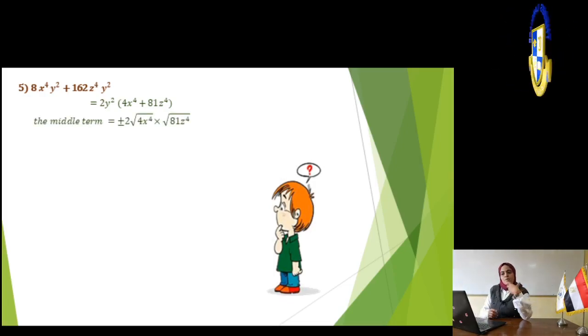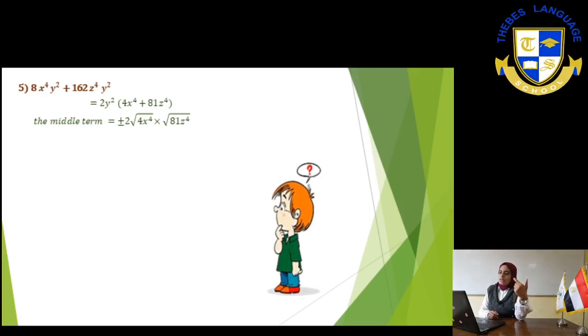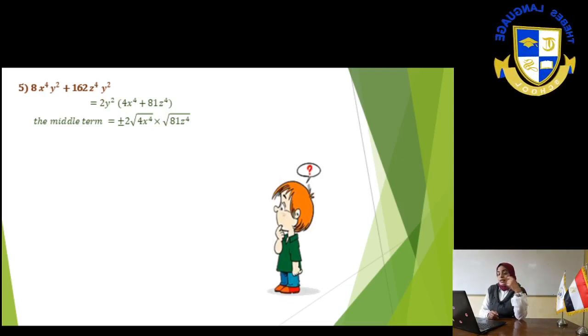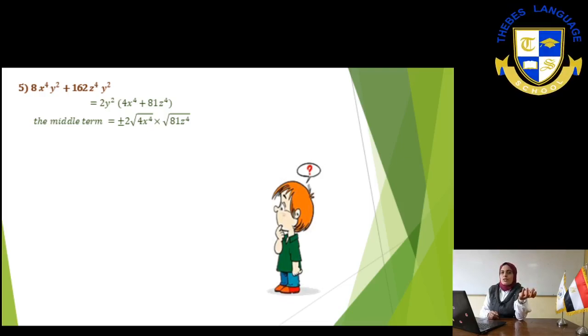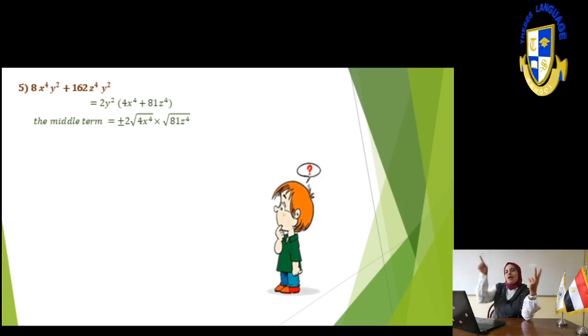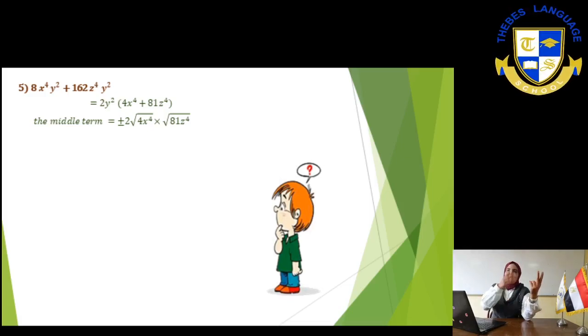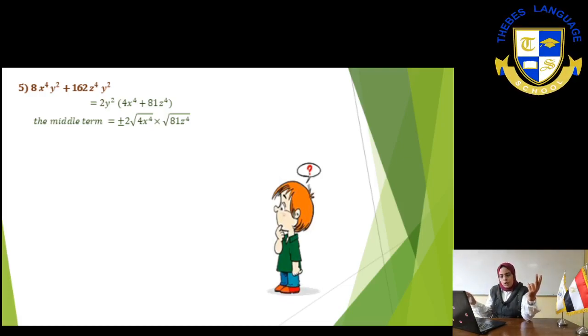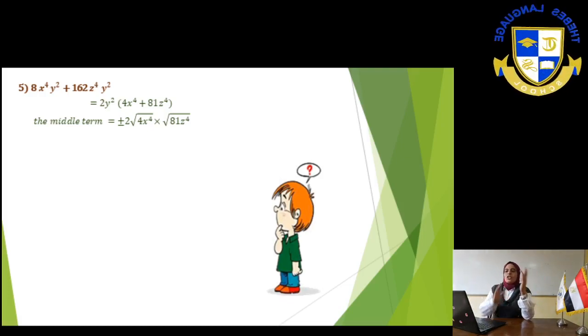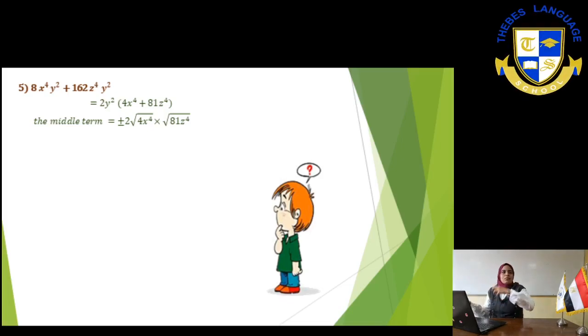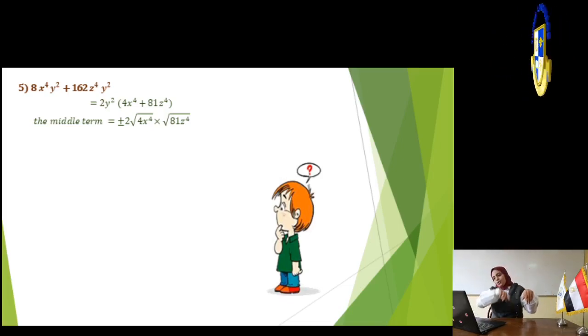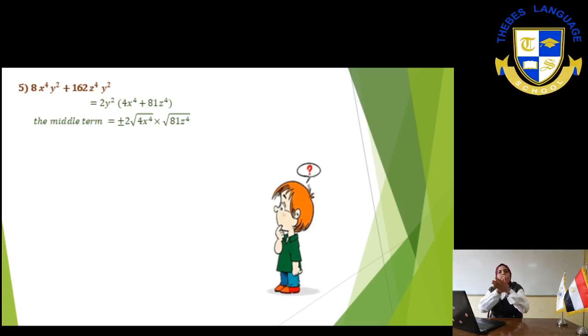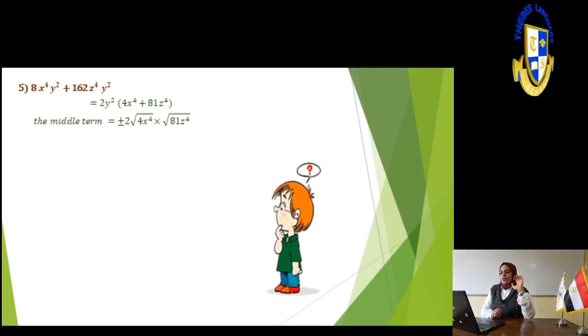So we have 4x power 4 plus 81z power 4. Think which type of the expressions? It's 2 terms, but we haven't negative in the middle. So the expression isn't difference between 2 perfect squares. We have plus. So what shall we do? I will add the middle term, then subtract the middle term to have no effect, to keep the expression by the same value.